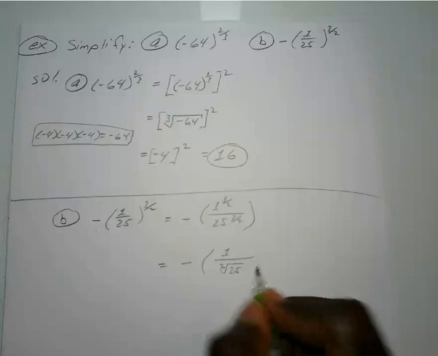Okay, so that's going to equal negative 1 over 125, and we can actually drop parentheses at this point, so it's negative 1 over 125. Alright, so hopefully this has made sense.